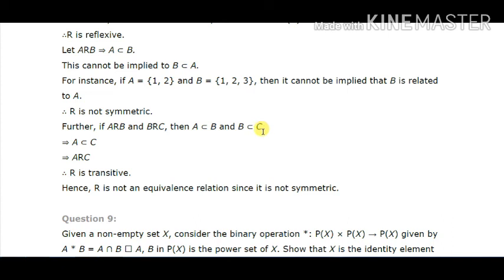For example, if we take your class 12th as a set, and the set of girls is a subset of class 12th, and class 12th is a subset of the set of KV1 students, so the set of girls is also a subset of KV1 students. So we can write A is a subset of C, so A is related to C. So R is transitive.